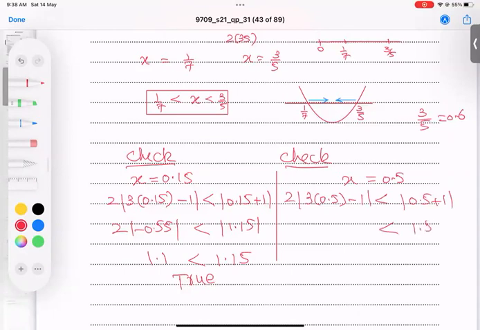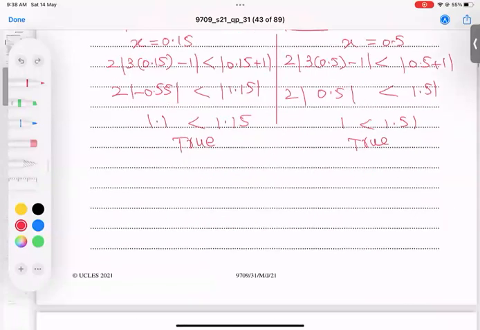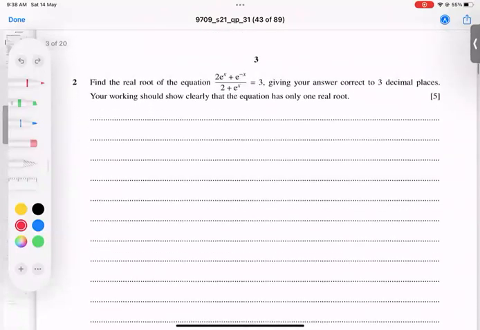Here I get 1.5, and here I will type it, and 3 times 2.5 minus 1 gives us 0.5. I get a 1 and 1.51. So it is true also. So it means our answer is correct. Let's go for question number 2.